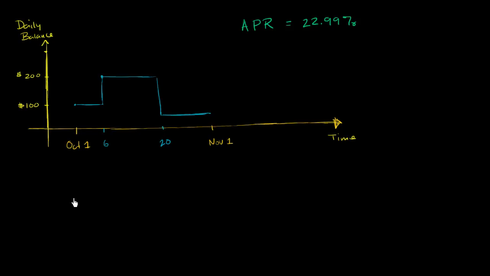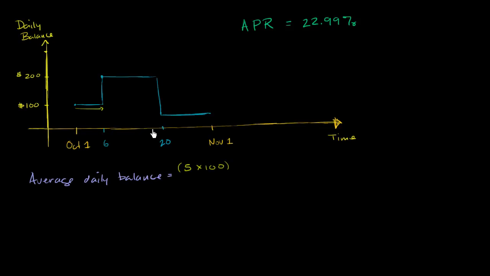The way it's typically calculated is using the average daily balance method. So let me write this down: average daily balance. One way of thinking about it is exactly what it says. It averages your daily balance for every day in the billing period. For example, we had 5 days from midnight October 1st until midnight October 6th where we had a balance of $100. So we have 5 days where we had a balance of $100.